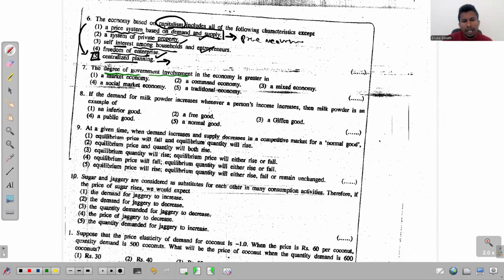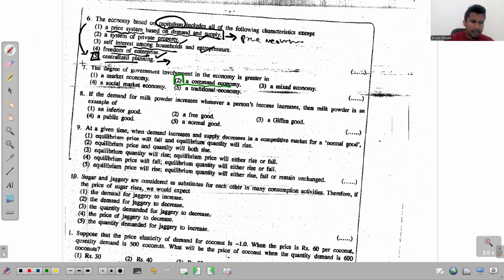The degree of government involvement in the economy is greater. See that now. We just discussed this. The degree of government involvement will be very high in command economic systems compared to any other economic system. Clear? If you look at a market economic system, the government intervention is very minimum. So from all these given options, in command economic systems, the government involvement is very high.